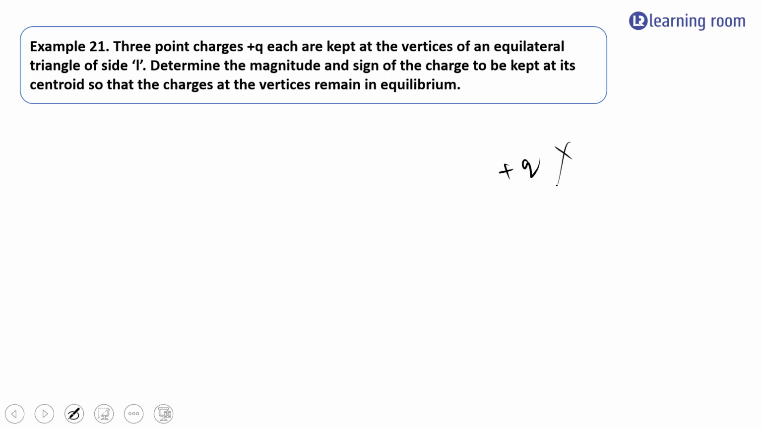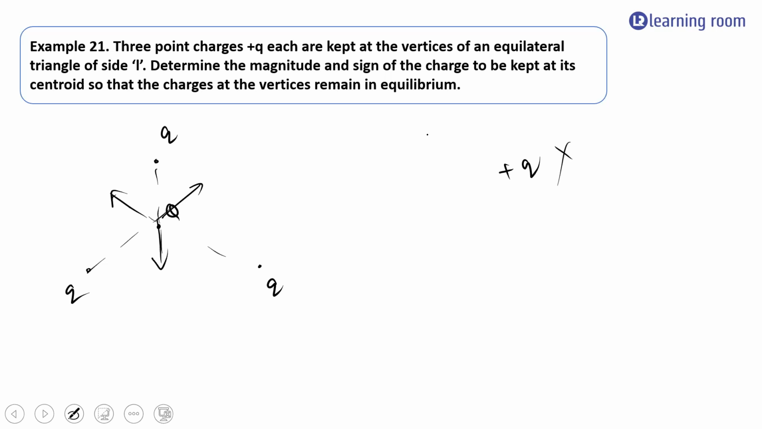I'll tell you the logic. They told that at the vertices you have 3 positive charges. But at the centroid, what are they expecting? We did one problem just now. In the previous problem, what was the nature of the charge kept at the centroid? Capital Q, which was of the same nature as the other 3 charges. So when you kept it like this, we took the forces like this. The forces were away. But when you try to resolve, we could understand that they got cancelled.